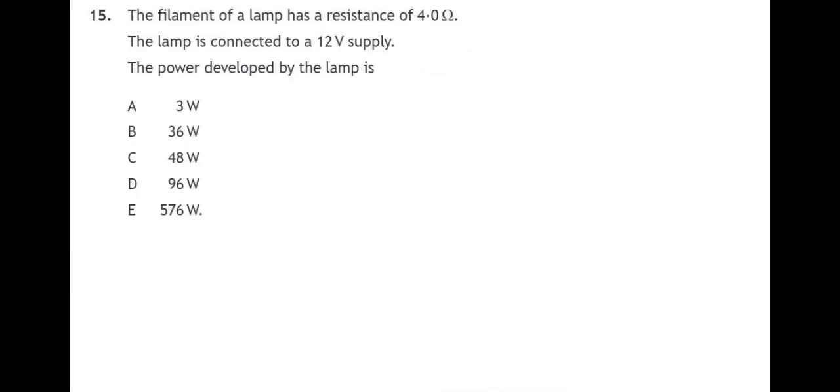Question 15. The filament of a lamp has a resistance of 4 ohms. The lamp is connected to a 12 volt supply. The power developed by the lamp is, so power equals V squared over R. Straightforward formula from our formula sheet. We've got V, we've got R, so we just plug our numbers into the formula and we get a value of 36 watts. Answer B.